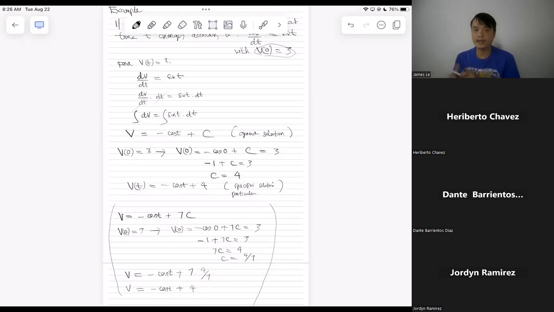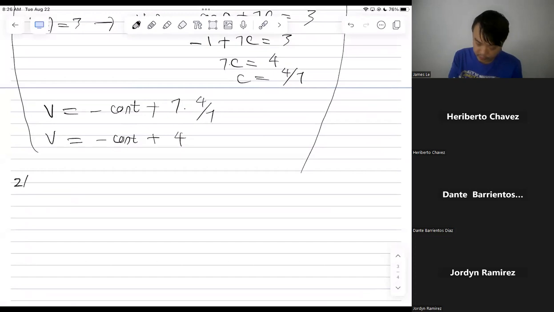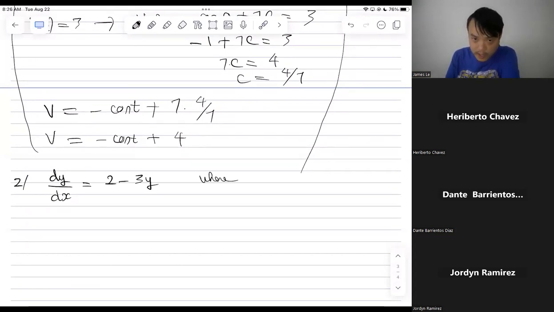This one is easy, right? Because we know how to evaluate the integral. The integral is easy to evaluate. If no question, let's move to example two. Example two: we have dy over dx equal 2 minus 3y with initial condition y(1) equal 1.